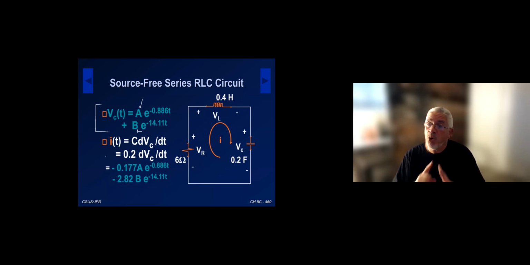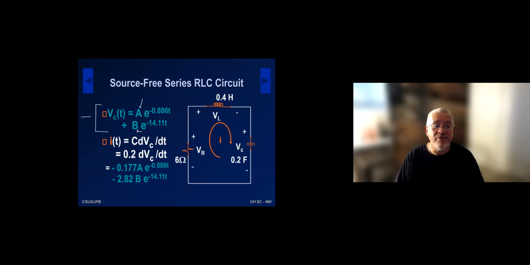So it takes some doing to do a derivative of the voltage here. You have to know how to do a derivative of the exponential function. So when you differentiate the exponential function, you get that minus 0.886 multiplied by A. So you're going to have to practice this. So here's a solution for the inductor current, and we have to multiply by the capacitance, which is 0.2.